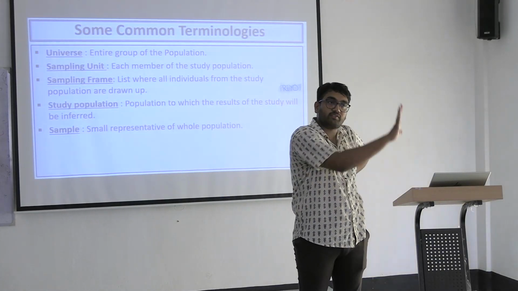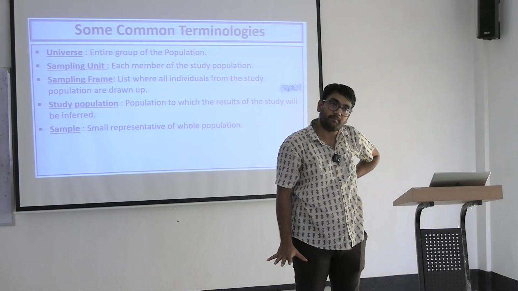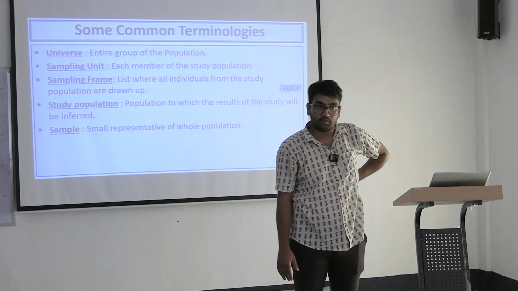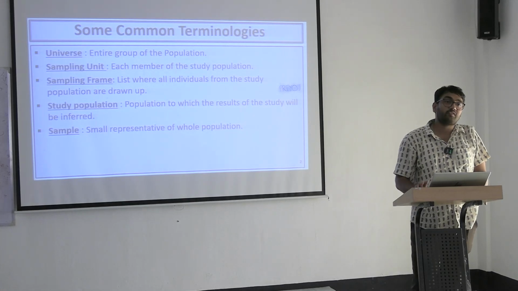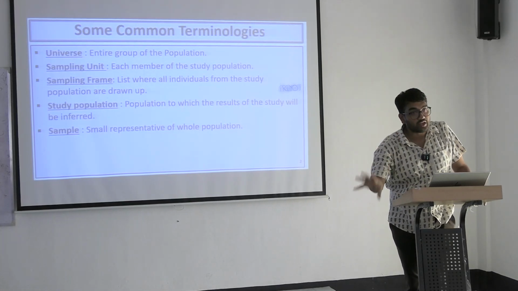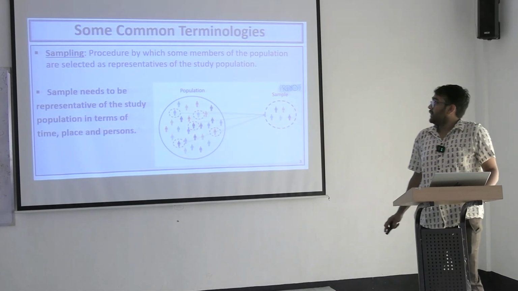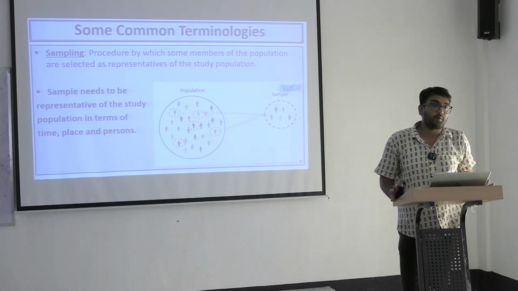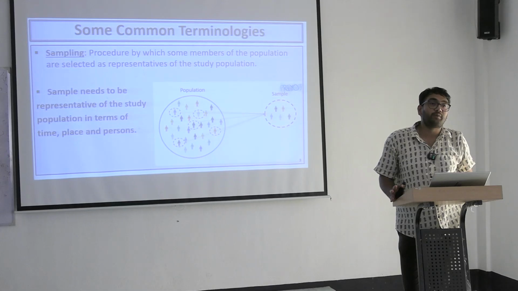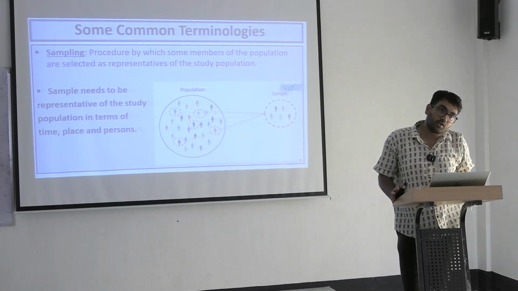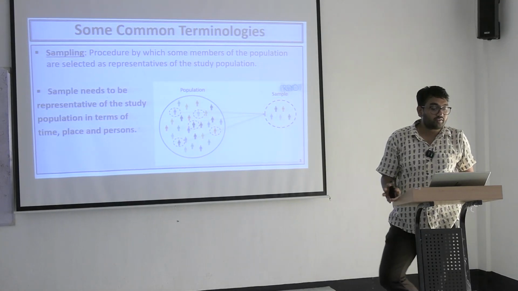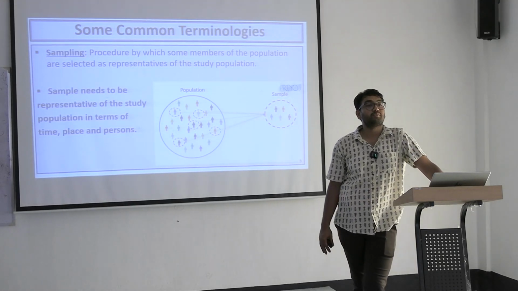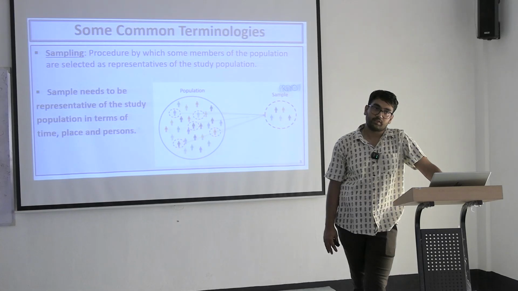Then all students from class 6 to class 12 are my sampling frame, and one student is my sampling unit. Okay, like this. So a sample is a small representative portion of the whole. So going ahead, what is sampling then? It is the procedure by which some members of the population are selected as representative of the study population. We have already discussed this, and we have discussed that the sample needs to be representative of the study population in terms of time, place and person, right?